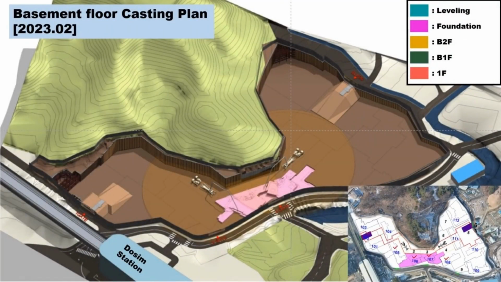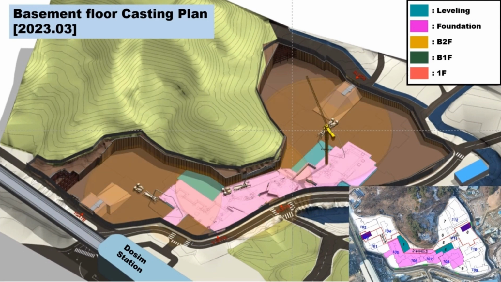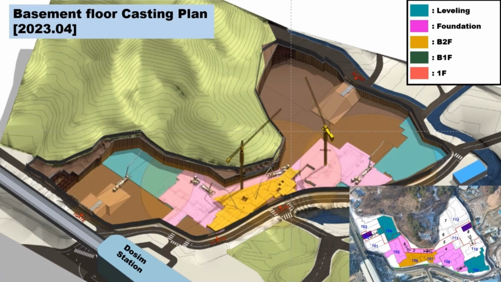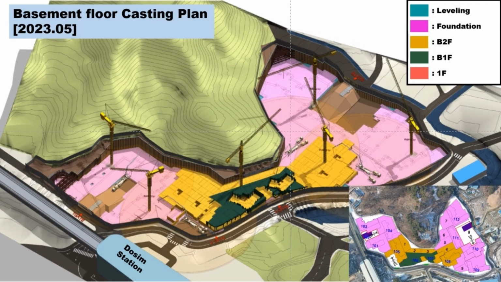Hanyang started placing the foundations for Buildings 106 and 107 in February of 2023, completed the foundation work for Buildings 105 and 108 in March, and began the construction of the basement levels for Buildings 106 and 107 in April.